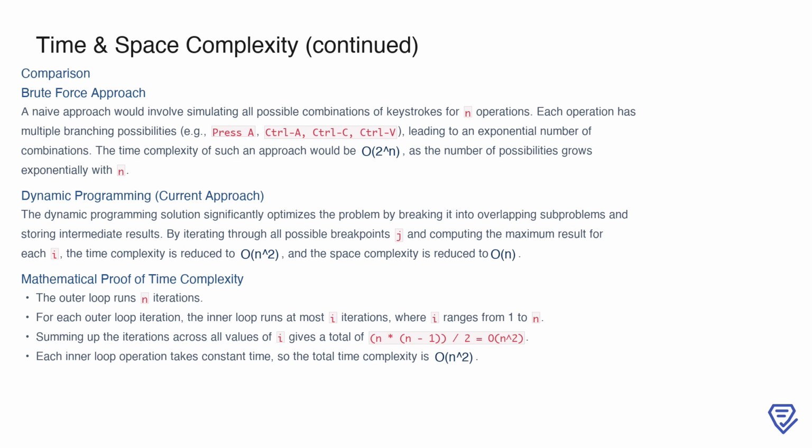Mathematically, we can confirm the time complexity by noting that the outer loop runs n iterations, and the inner loop runs at most i iterations for each value of i, resulting in a total sum of n times n-1 divided by 2, which simplifies to O(n²). Since each operation in the inner loop is constant time, the overall time complexity remains O(n²).